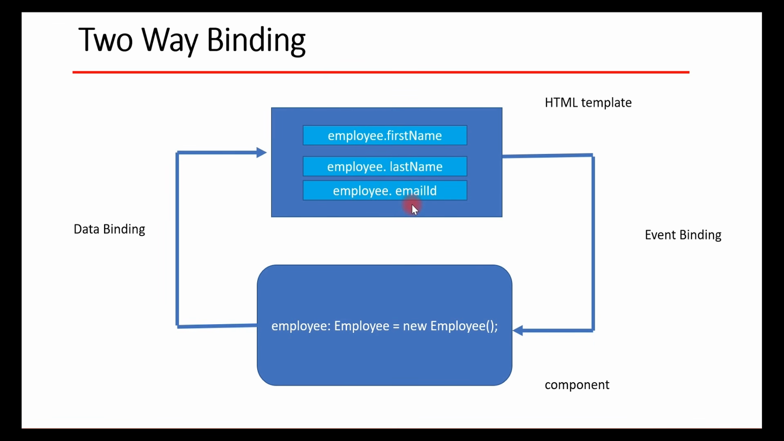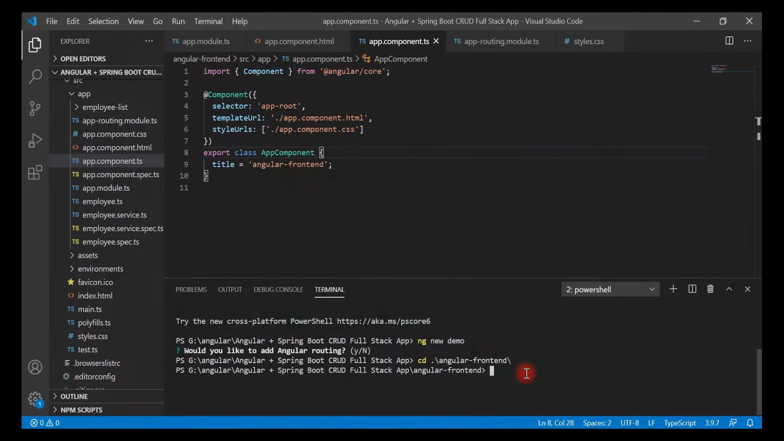Let's head over to the VS Code IDE and let's quickly create a component. Make sure that you are in the root folder of the project, angular-frontend, and just type the Angular CLI command: ng g c, for generate component, followed by the name of the component. Let's say create-employee, hit enter.